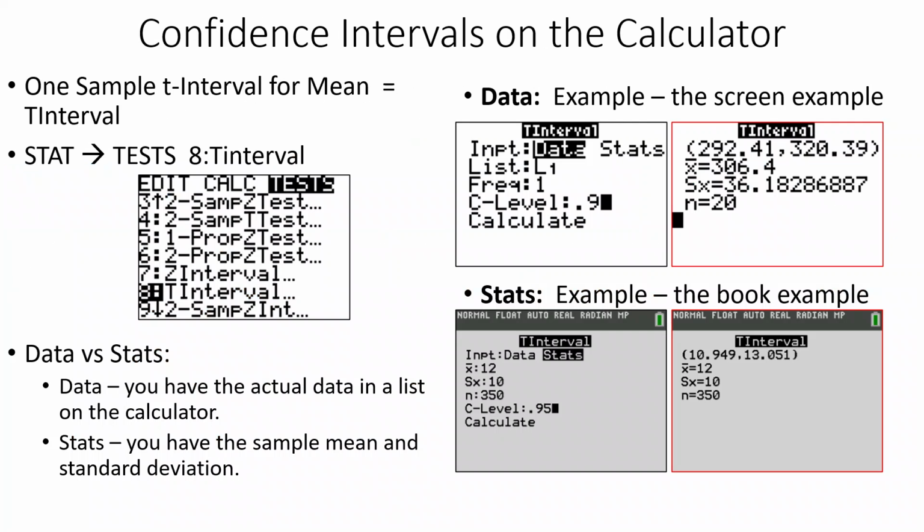All right, so again, here's just a recap on your calculator if you want to see it. So we have the data option, and this is on the older calculators here with the example we just did. And this is back to the book example, and this is using stats, the mean and the standard deviation. So if we're given the sample mean and sample standard deviation, we're using stats. If you have an actual data list, then you can use data. All right, and we're always using, for mean here, we're using T intervals, which is the number 8-1 under stat and test.